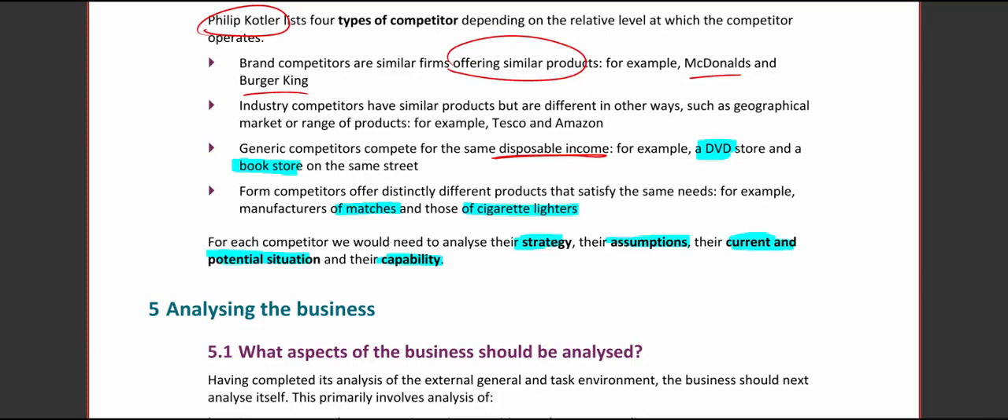In the next recording then, in section 5, we'll start having a look at analysing our own business. So we've looked externally, and now I'm going to spend a bit of time talking about us as an organisation.